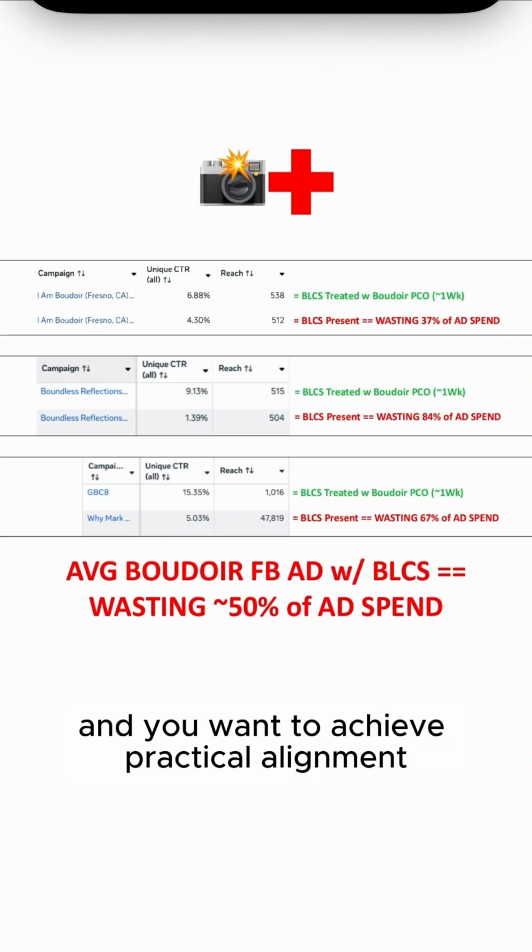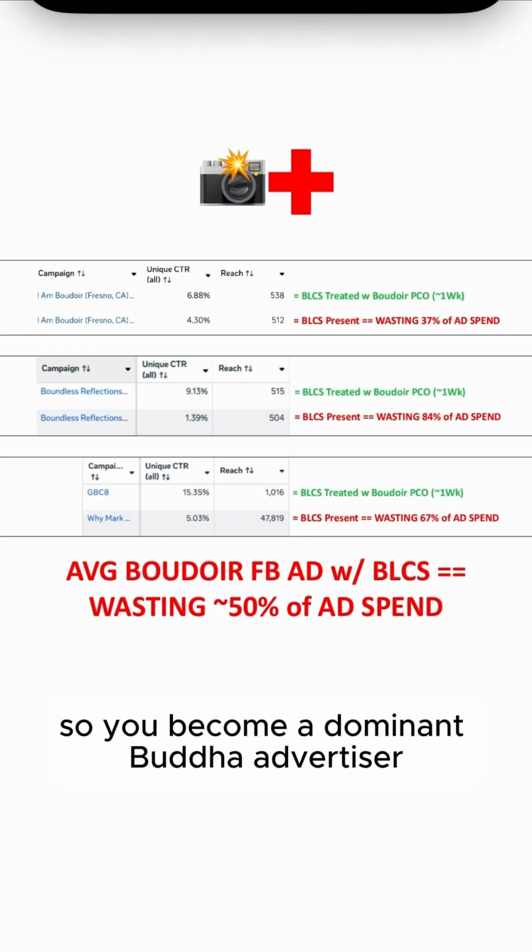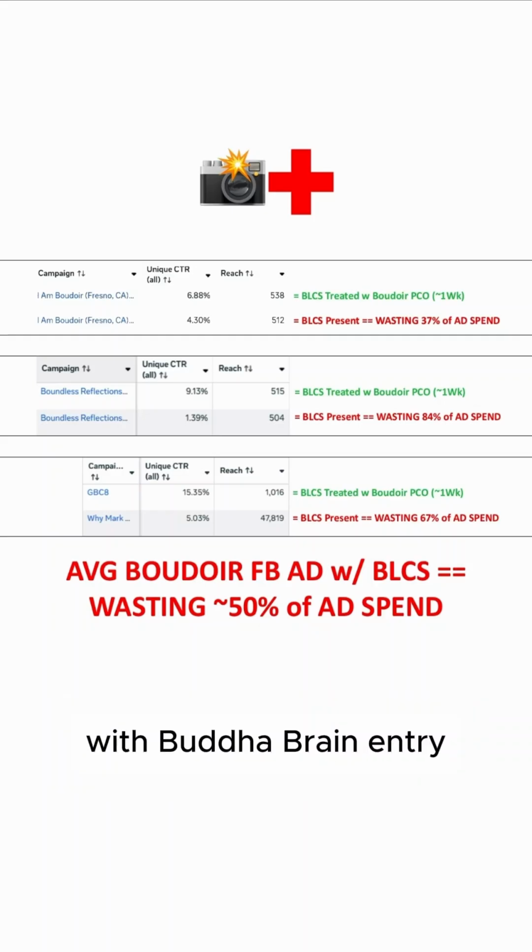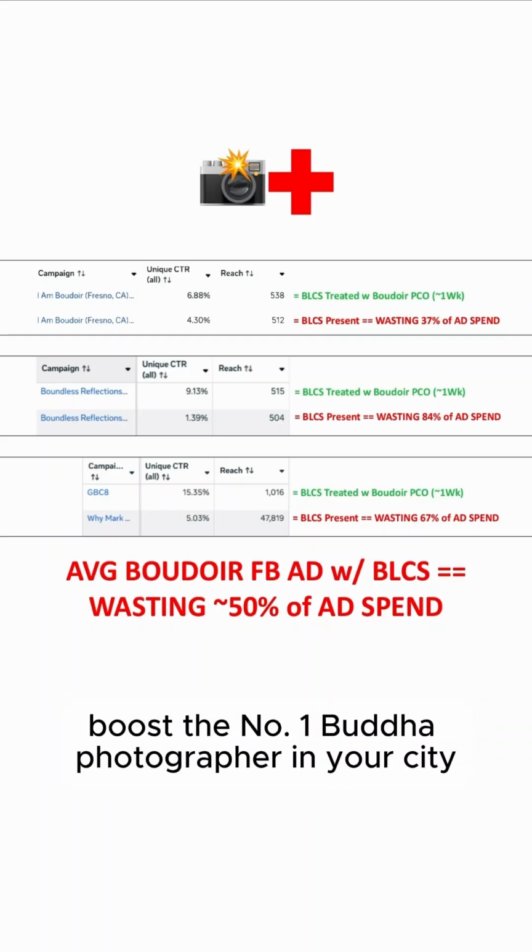And you want to achieve pre-click alignment, so you become a dominant Boudoir advertiser with Boudoir Brain Entry Boost, the #1 boudoir photographer in your city.